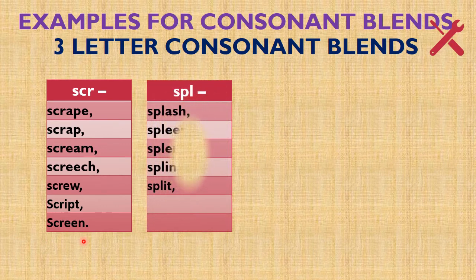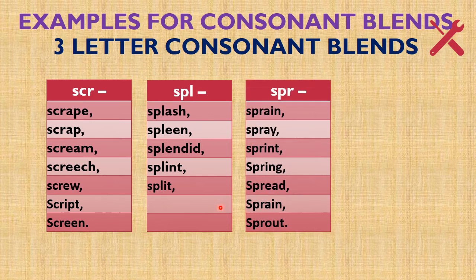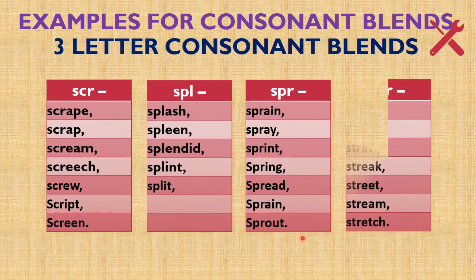The next one is SPL: splash, spleen, splendid, splint, split. The next one is SPR: sprain, spray, sprint, spring, spread, sprout. The next consonant blend is STR: strain, strap, straw, streak, street, stream, stretch.